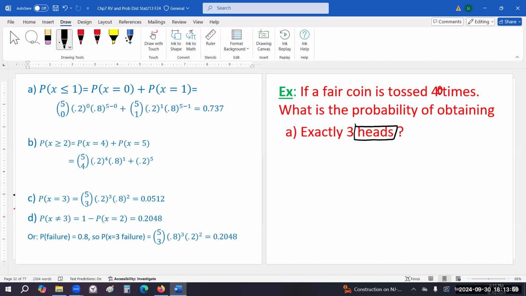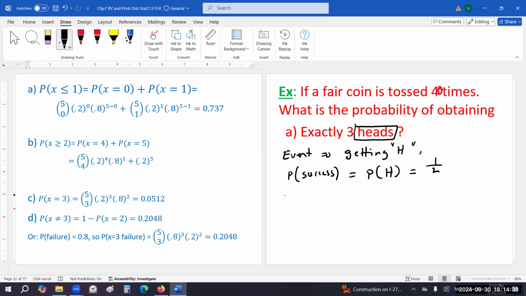So head, our event is getting heads, right? So probability of success means finding the probability of head, right? Because you're looking for head, so anytime we get head, it's a success. So what is the probability of head? 1/2. It doesn't matter how many times you do it, for 1 time it's always 1/2.